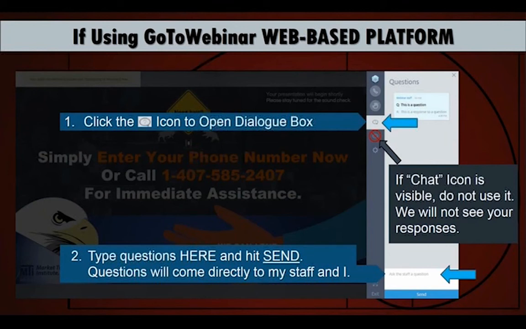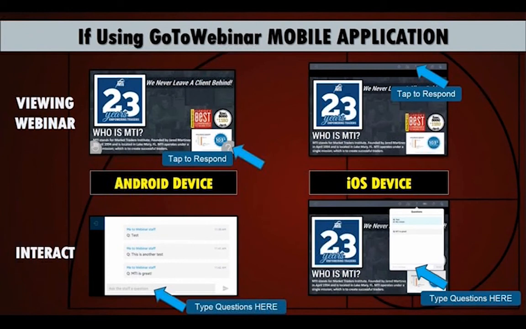Now, the third way, if you're viewing today's presentation on a mobile application, on an Apple product, an iPhone, or an Android product, or you're on your tablet, somewhere on the screen you should see a question mark. If you're on the mobile device and you do not see the question mark, tap the screen once or twice. That's going to bring you out of the full screen mode. From there, you should see the question mark. Click that, enter your questions, enter your comments, hit send. And again, they're going to come to me as the host.